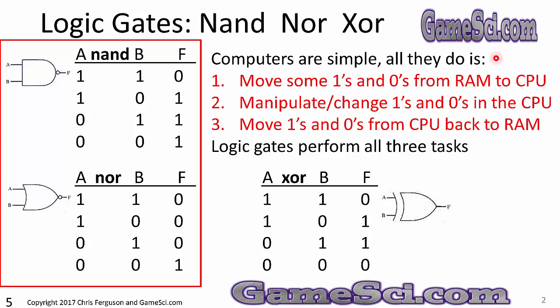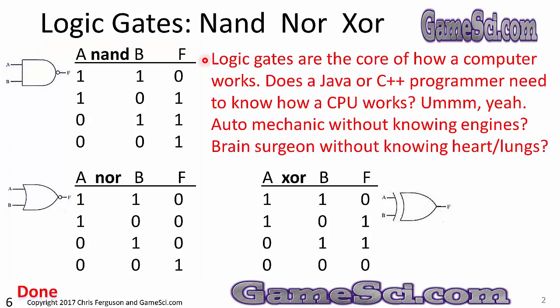Look, computers are really simple. All they do is move some ones and zeros from RAM to CPU. They then manipulate or change the ones and zeros in the CPU, then move ones and zeros from the CPU back to RAM. Logic gates perform all three of these tasks. We can use NAND gates or NOR gates or exclusive OR gates to do all three of these items. That's what logic gates do for a computer. They move and manipulate ones and zeros.